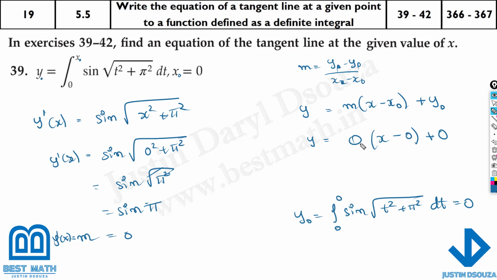0 multiplied by anything is 0, and plus 0, so y is 0. So this is the equation. This is basically the equation for the tangent line. This is the derivative.